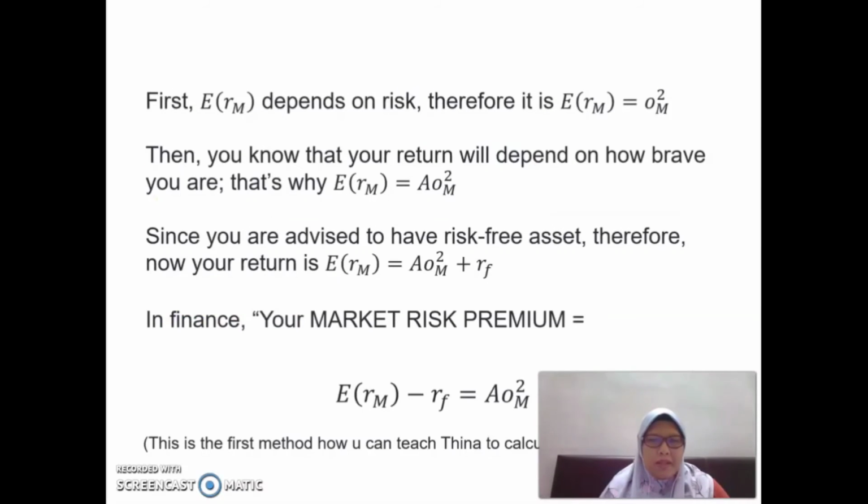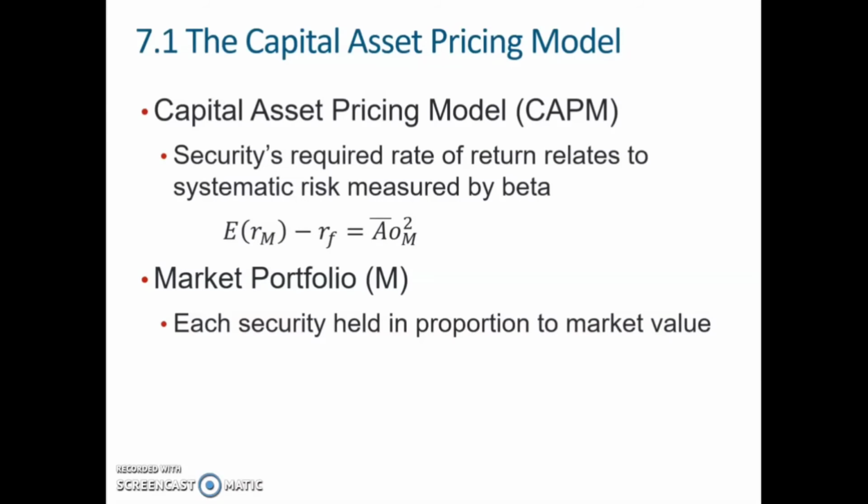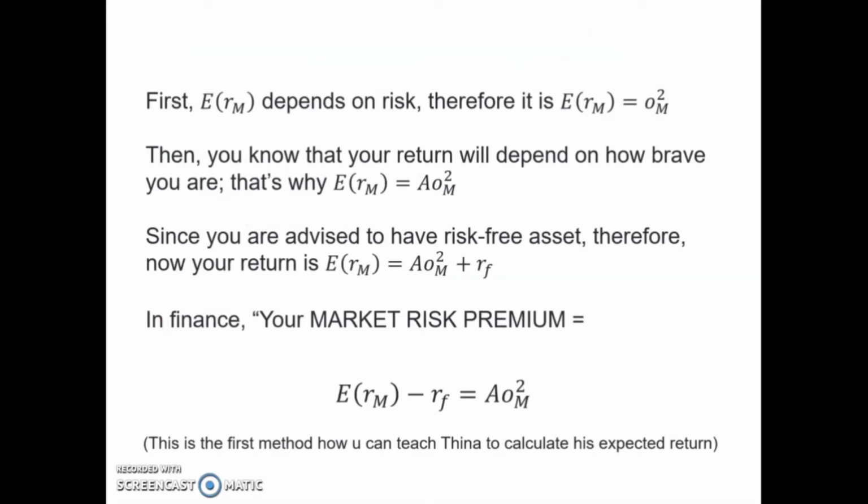We go one by one. First, remember just now, you want to calculate the expected return of the market portfolio. So first, you need to understand that your expected return on the market portfolio depends on risk. Therefore, ERM is equivalent to risk. Now, you know that your return will also depend on how brave you are. And that's why here ERM is equivalent to your bravery level or your risk aversion level times the risk. Okay, makes sense, isn't it?